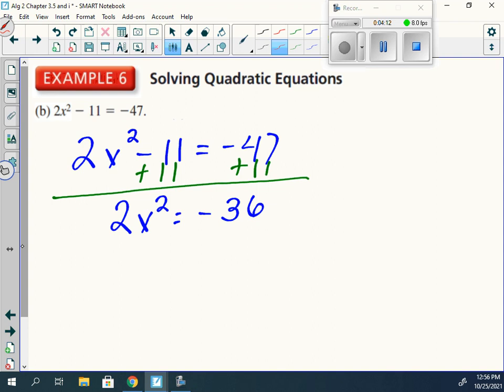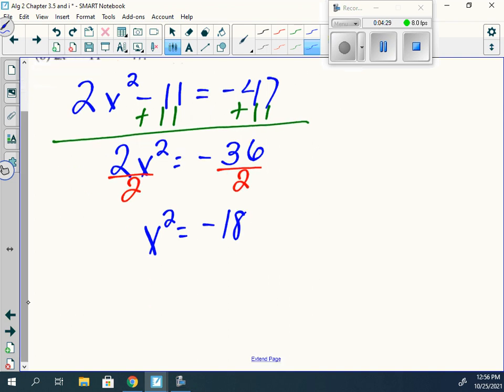Almost. We want to get this x squared by itself, so we would divide both sides by 2, which will tell me that x squared is equal to negative 18. And now we would square root both sides. Once we get x squared completely by itself, then we would use the square root, because the square root and square would cancel, leaving us x by itself.